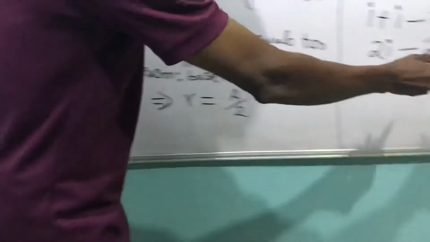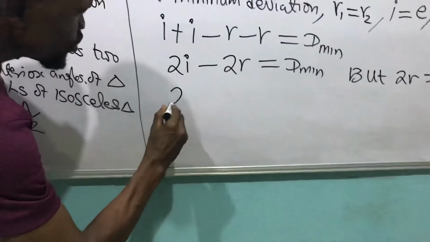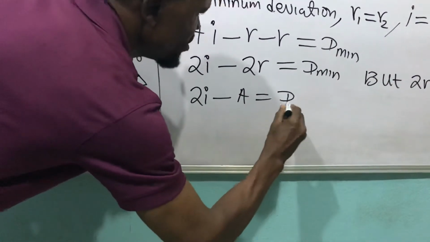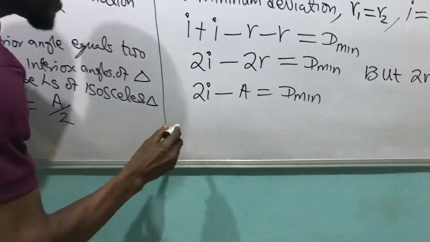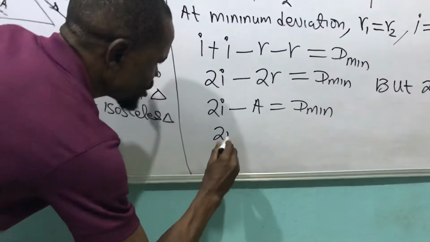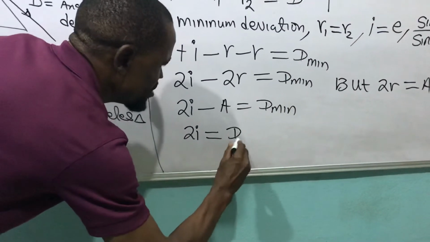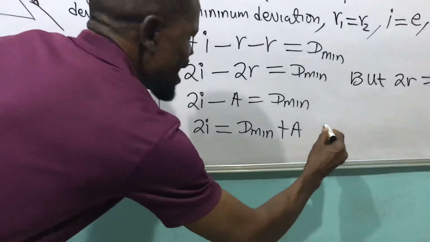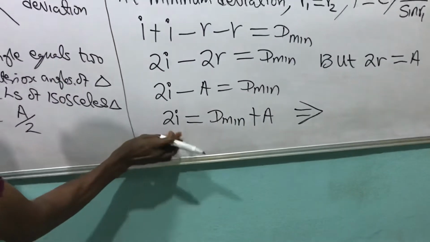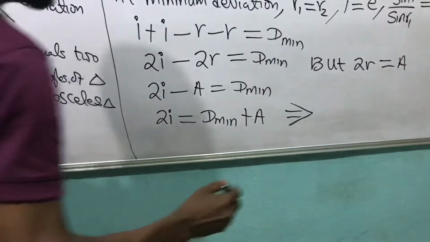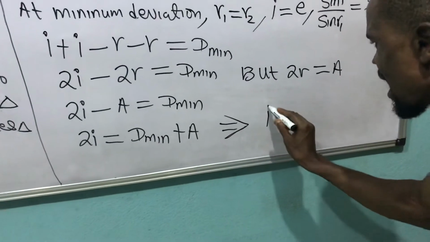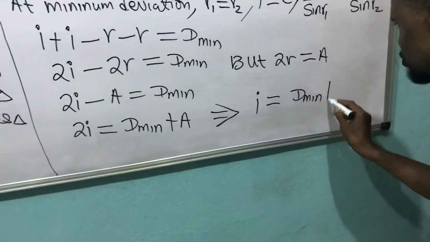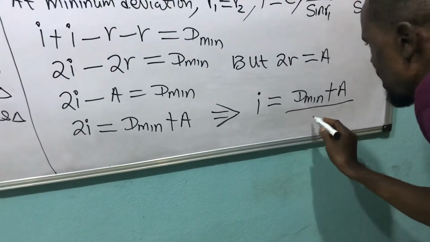Then now, come over here. We now say that this will turn to 2I minus A equals D minimum. Then making 2I the subject of the formula, I will have D minimum plus A. That implies, making I the subject of the formula, the 2 will go and divide this. I will now have I, which is the incident angle, equals D minimum deviation plus A divided by 2.